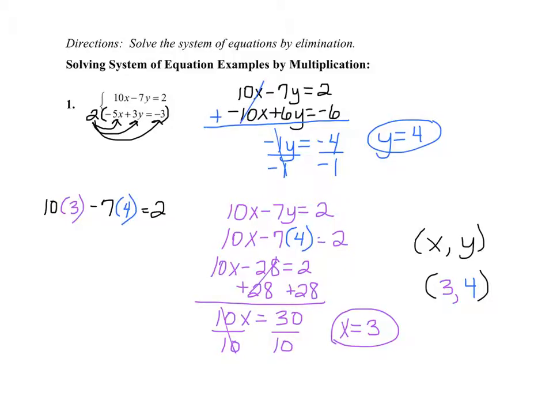Okay, this is how we can check our answer. And we're using our first equation. So now we have 10 times 3, which gives us 30, minus 7 times 4, which is 28, equals 2. Well, does 30 minus 28 equal 2? Yes, it does. So that answer does work. Let's do another example together.